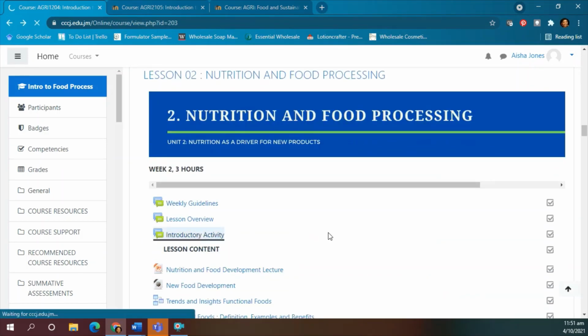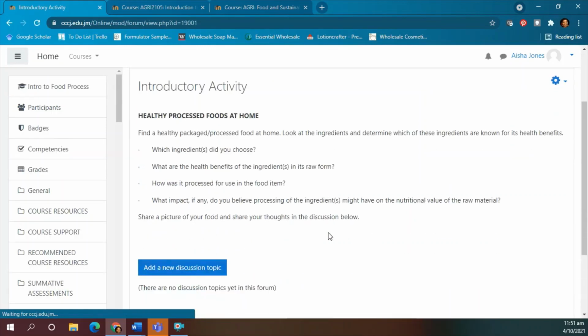Here's another example in lesson 2. As mentioned, all lessons have introductory activities. They need to find a healthy processed food at home. And then they're going to look at the ingredients and make note of those ingredients that they think are healthy ingredients. So they can be looking at vitamins, they can be looking at minerals, they can be looking at lightly processed foods such as wheat-based foods, etc.